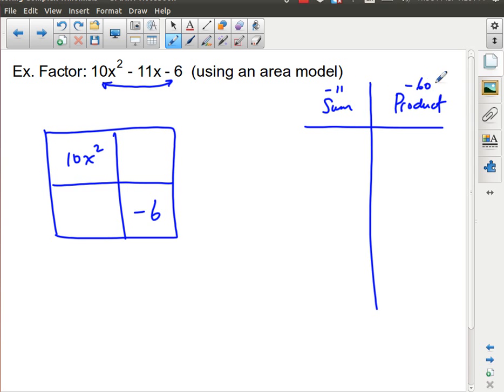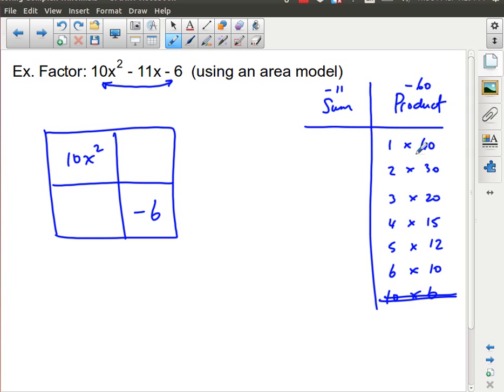Okay, let's look at the product of 60 first of all. That's 1 times 60, 2 times 30, 3 times 20, 4 times 15, 5 times 12. You can see how it helps to know your times tables here. 6 times 10, 7, 8, 9. So the next one is 10 times 6. And 10 times 6 is just the reverse of 6 times 10, so I don't need that one.